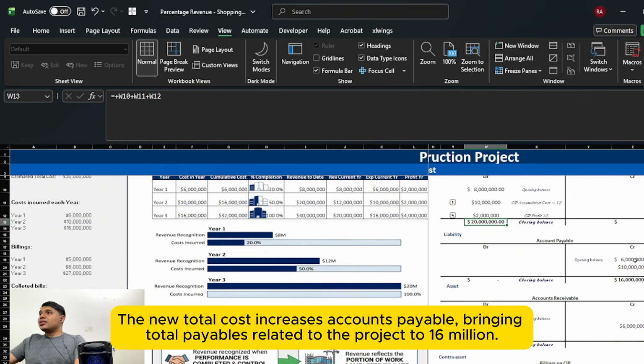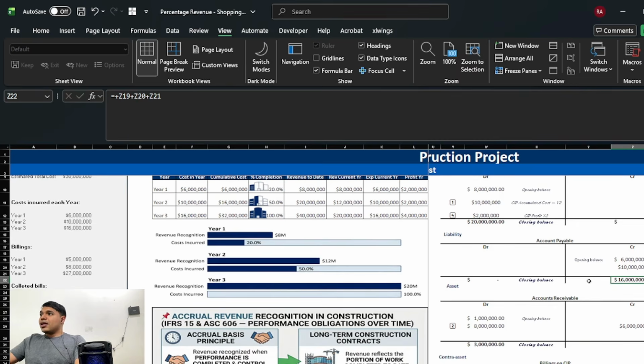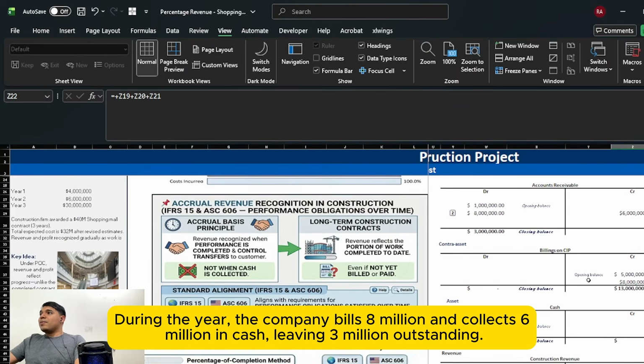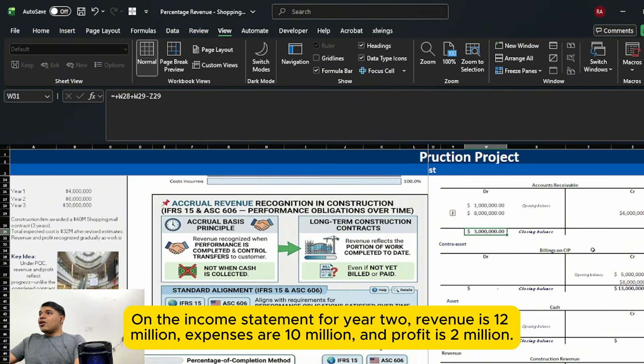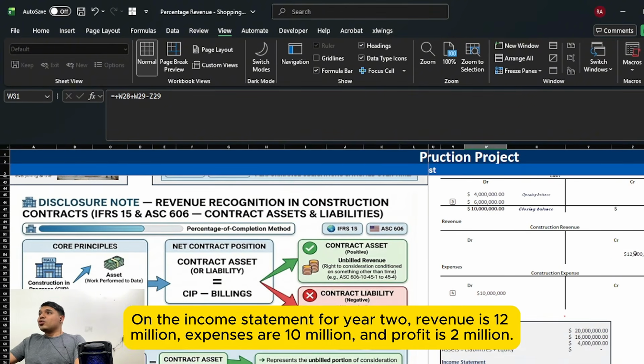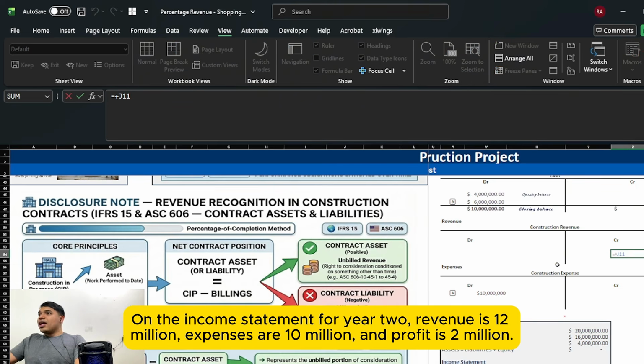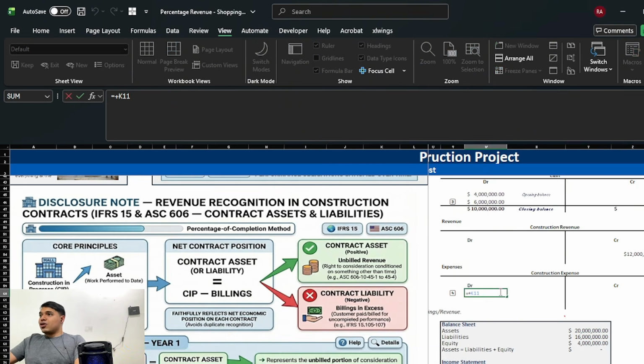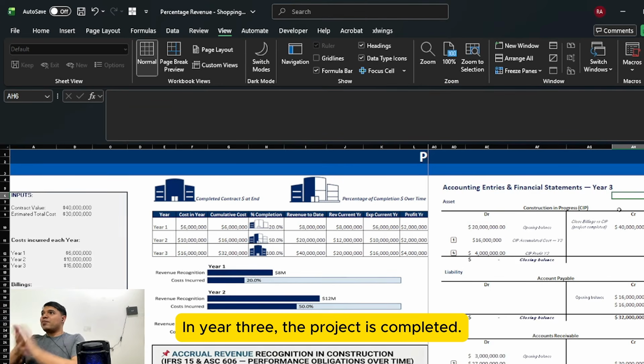The new cost increases accounts payable, bringing total payable related to the project to $16 million. During the year, the company bills $8 million and collects $6 million in cash, leaving $3 million outstanding. On the income statement for year 2, revenue is $12 million and expenses are $10 million. Profit is $2 million.